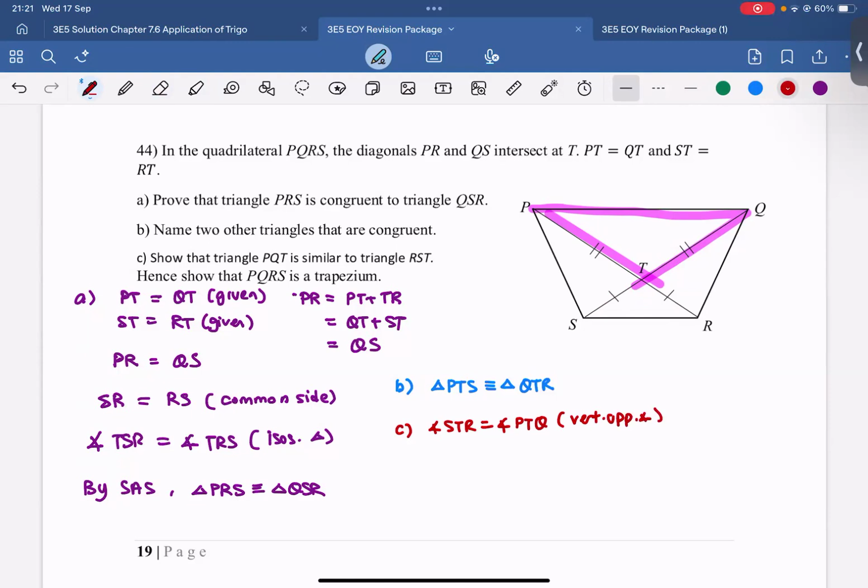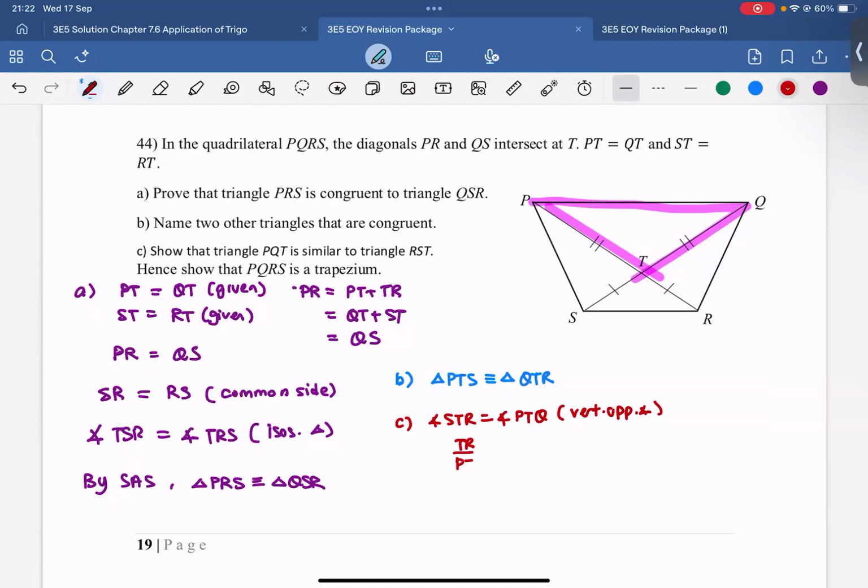PQT equals TSR. Why? Alternate angles? But they never said parallel. You already said hence show that this is a trapezium, so you can't assume they are parallel. The second part already highlighted that you don't assume that. So you can only use the sides. We can say the ratio of TR over PT is the same as ST over QT. Correct?